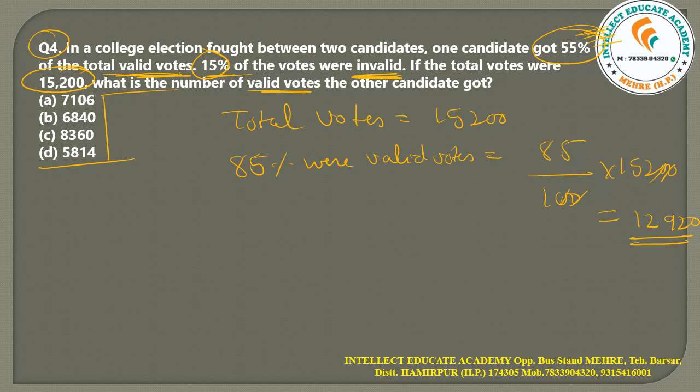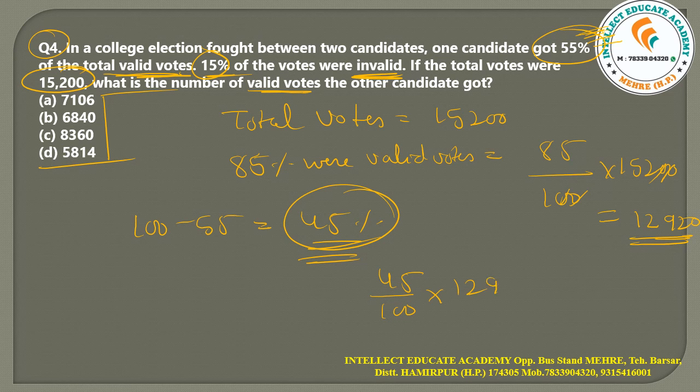That is 100 minus 55%, which is 45% of the total valid votes, right? So the total valid votes are this many, so how much will 45% of it be? 45 upon 100 into 12,920. The zero cancels with the zero, and it comes out to be 5,814. So D option is the correct option.